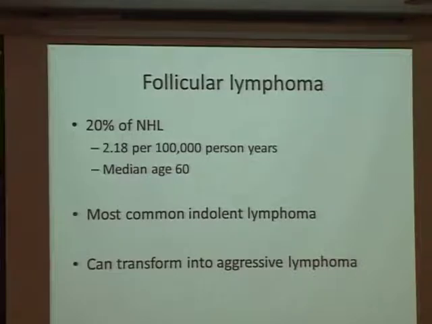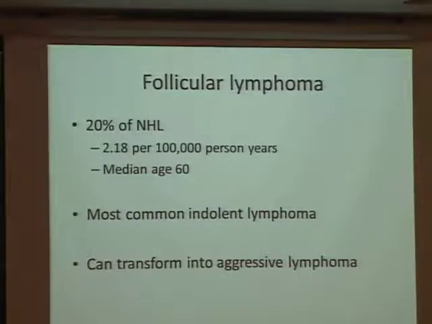The most common type of indolent lymphoma is follicular lymphoma. Follicular lymphoma is 20% of non-Hodgkin's lymphomas, so for a lymphoma, it's pretty common. The incidence is a little over 2 people per 100,000 population per year. The median age of diagnosis is 60. A small percentage of these will, if you don't do anything to them, transform into aggressive lymphomas, but most of them are going to be very slow-growing lymphomas.